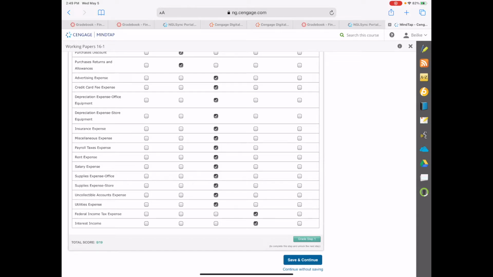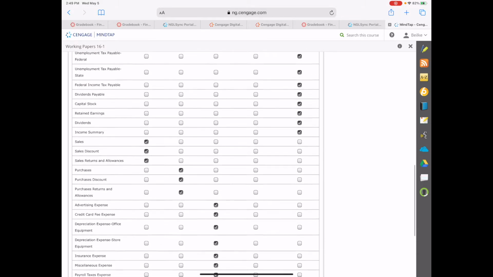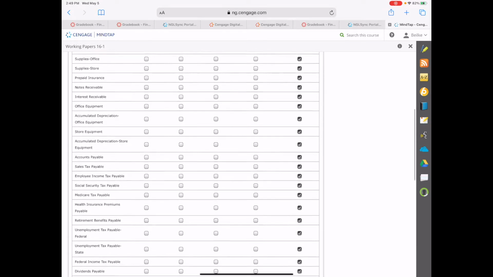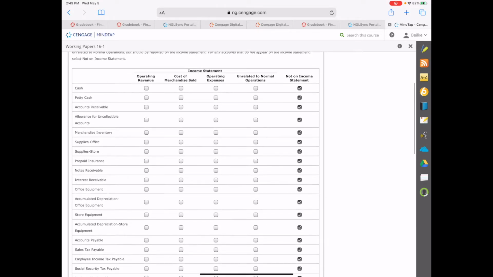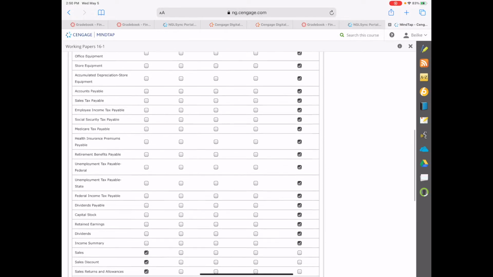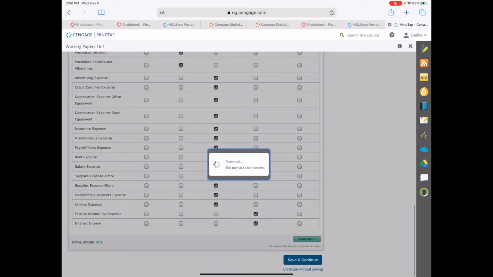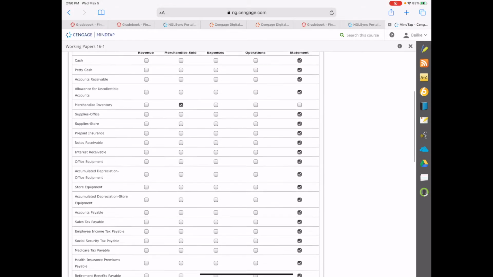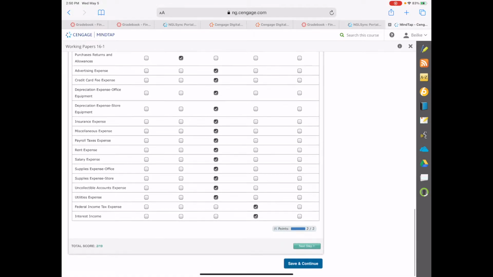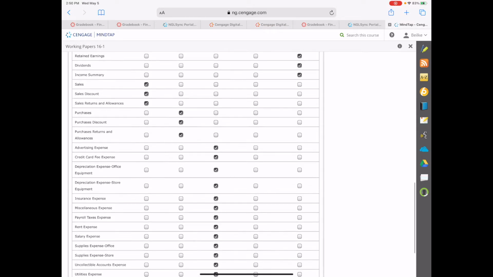Now that I did this, I know I missed one up here. Remember, we talked about our merchandise inventory. Merchandise inventory is found on your balance sheet, not on your income statement. So let's go back here, and that will be in our cost of merchandise sold section. I got a little carried away with the assets. As we continue on with this, you'll get the hang of this more and more as we do the problems.